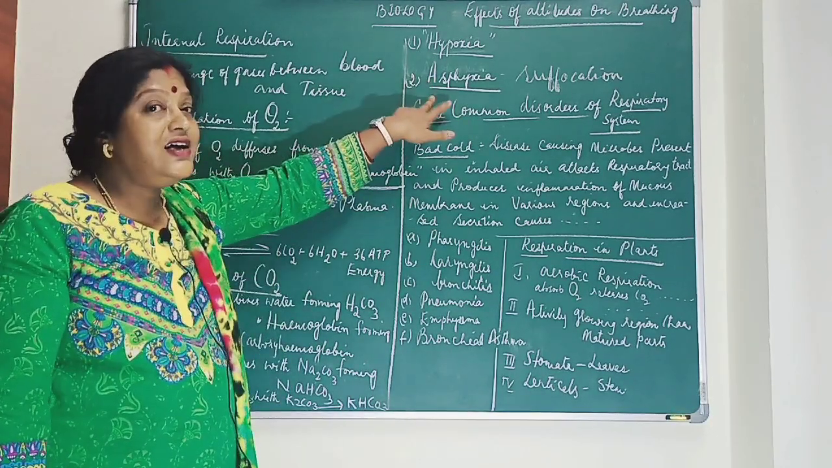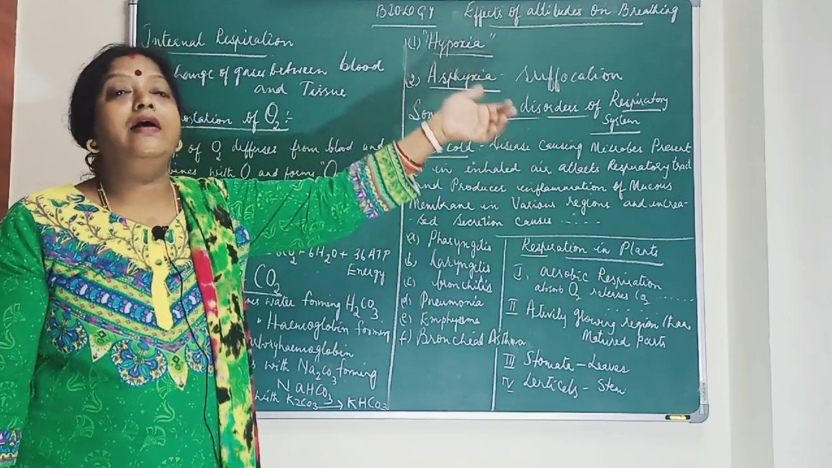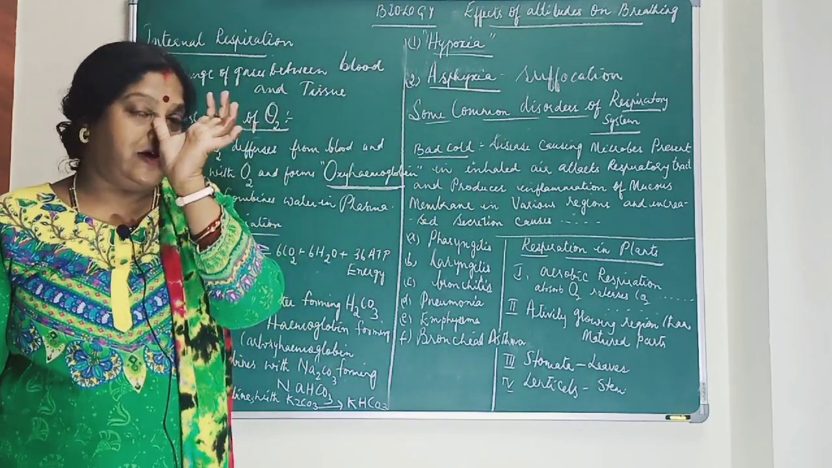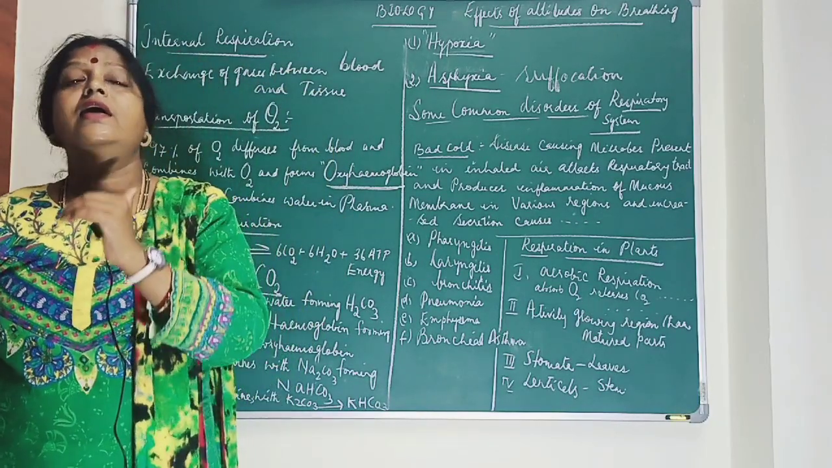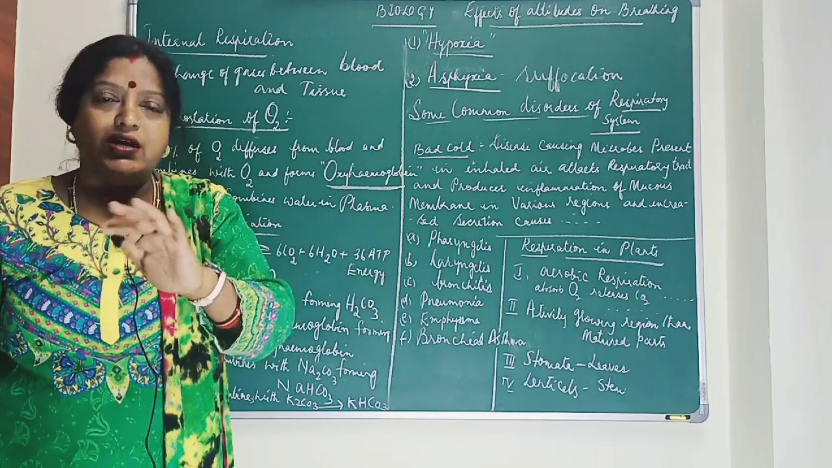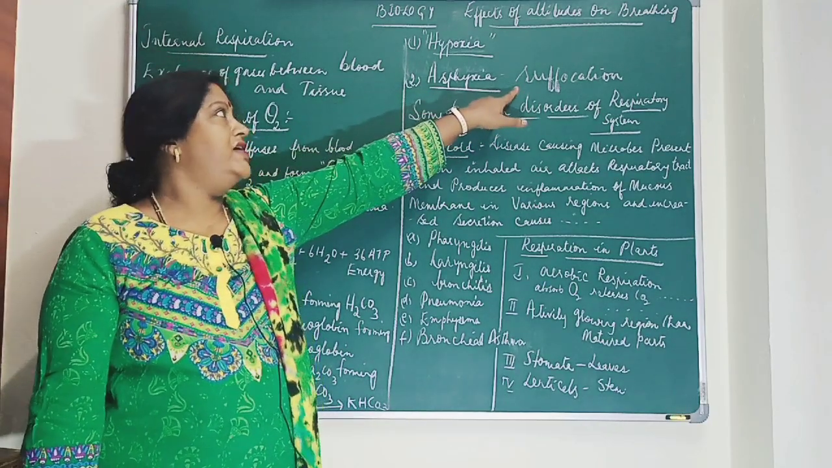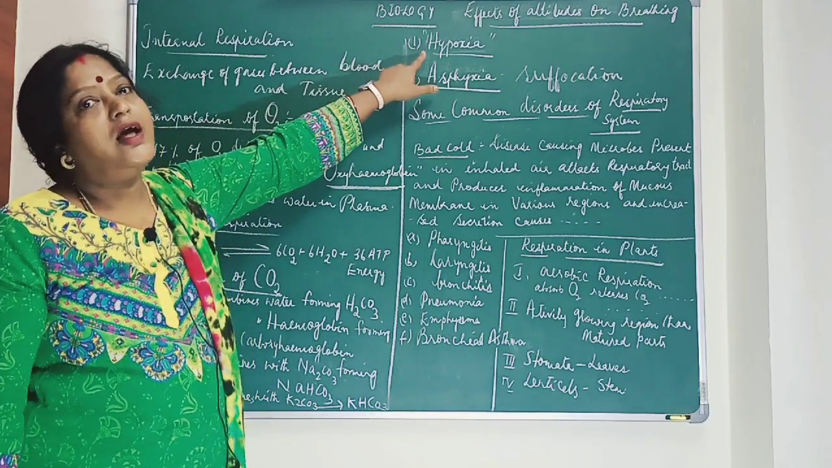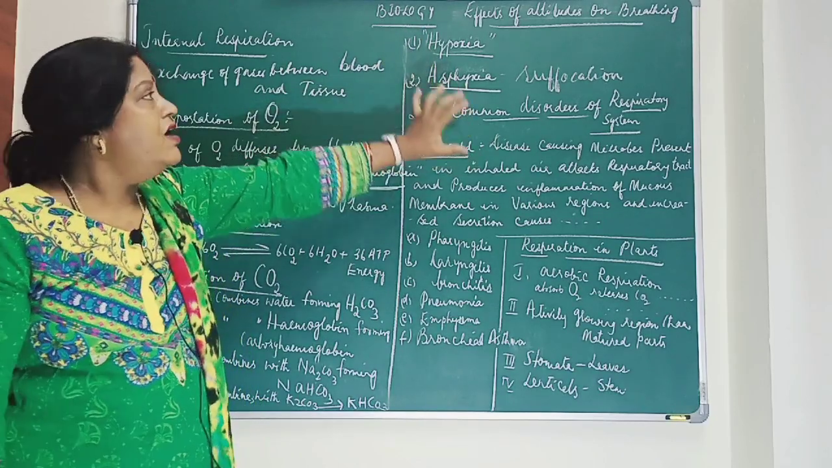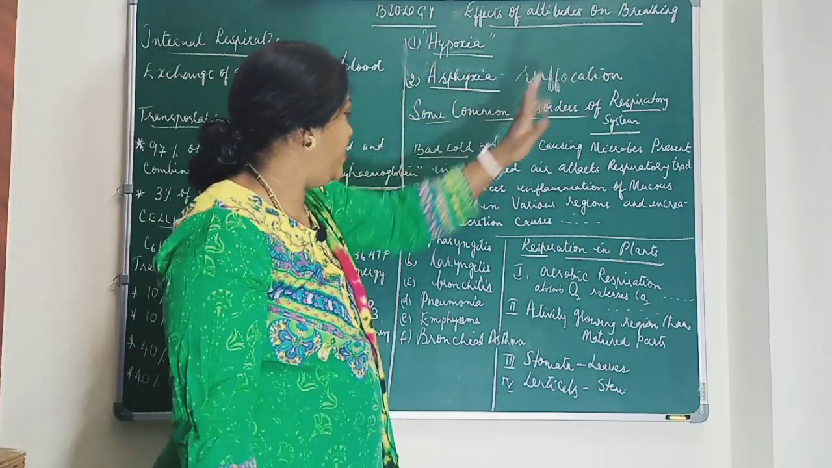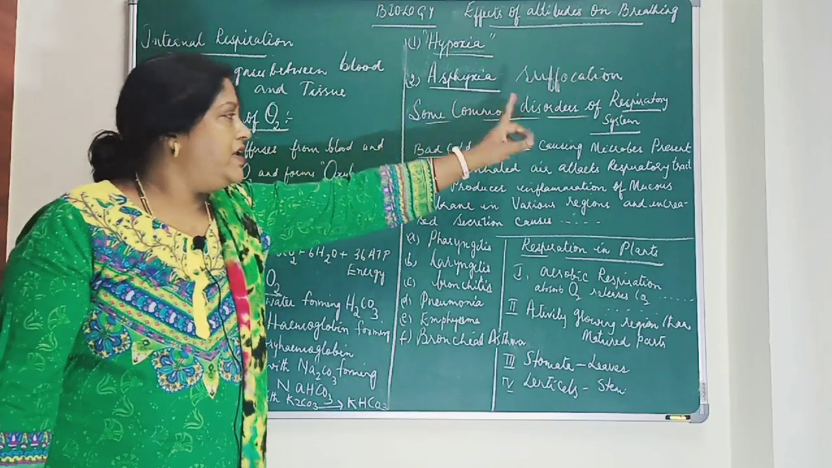Asphyxia is the condition where the deficiency of oxygen is accompanied by an increasing concentration of carbon dioxide. So the oxygen level decreases and the carbon dioxide level increases simultaneously. That is what is called asphyxia, which is also called suffocation. Hypoxia is also called mountain sickness or artificial hypoxia. Understood, children? So these are the effects of altitudes on breathing, and these are some of the common disorders of the respiratory system.